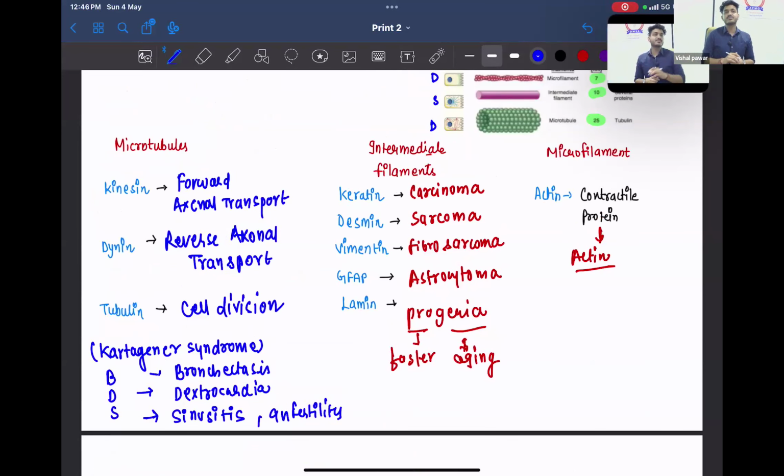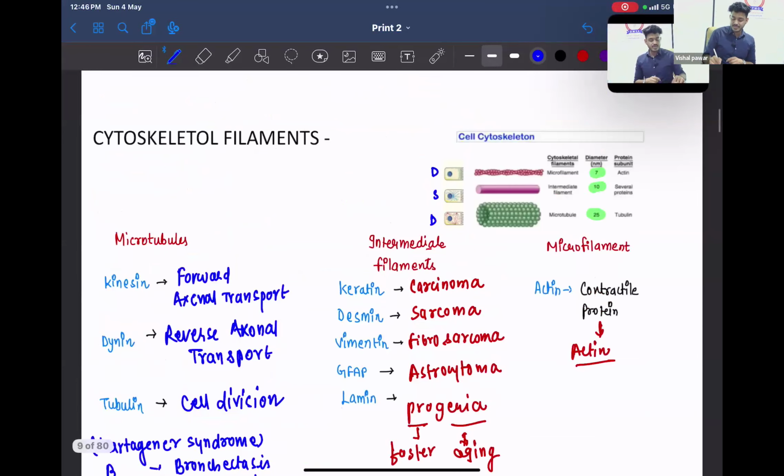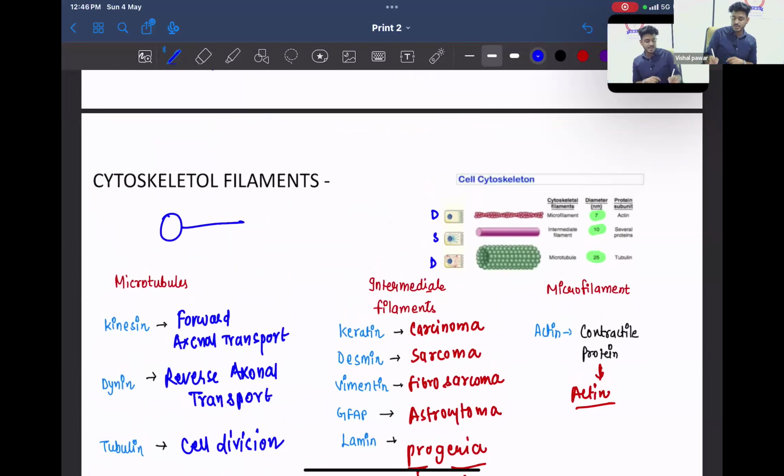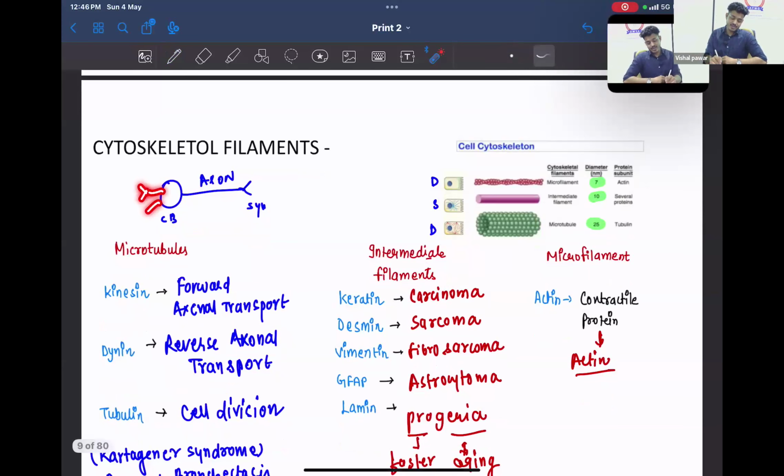This dynein is responsible for reverse axonal transport. What is the meaning of that? This is a neuron, this is an axon, and this is the synapse. These are going to be the cell body. This is known as the axon. You understand? I'm drawing a dirty neuron in front of you. Here you will be having those dendrites coming, right? These are the dendrites. This is going to be a cell body, and this is known as the axon, and this is going to be the synapse. And here you will be having another neuron, right?